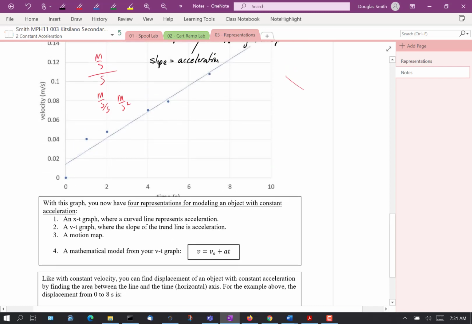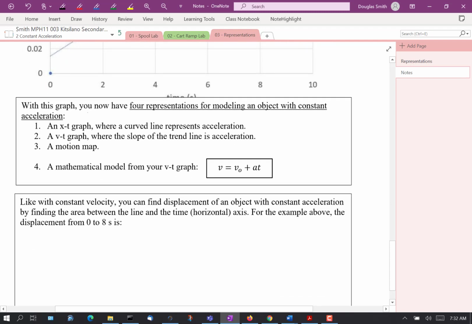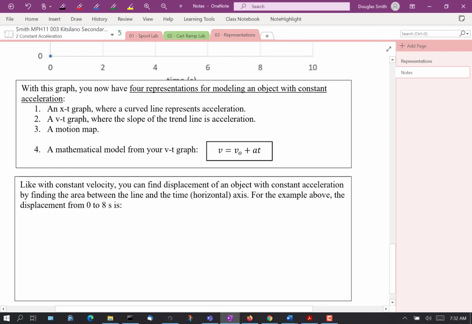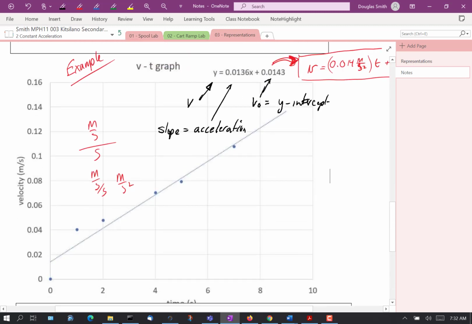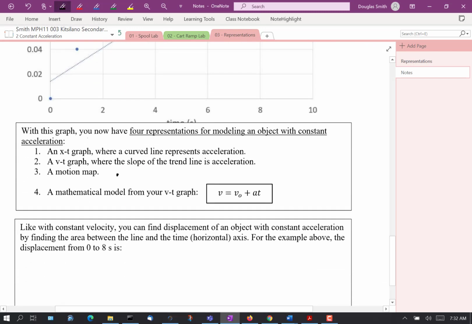And now that you consider this graph here, we can say that we have 4 different representations for modeling constant acceleration. So we have position diagrams like this one. So that's one model or representation. We have velocity time graphs like this. So that also represents constant acceleration. We can do motion maps. So a motion map for this kind of thing would be something like this, where the spacing between the change in position between each second is going to get bigger and bigger and bigger. So that would be the motion map. Put little arrows in there. The arrows essentially represent the velocity. So you'll see larger arrows.